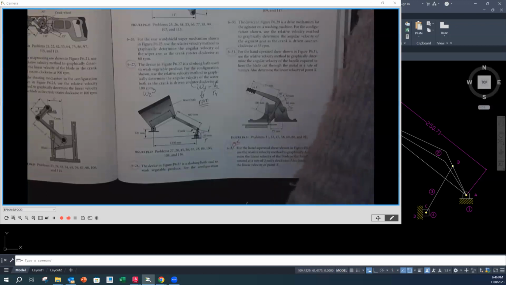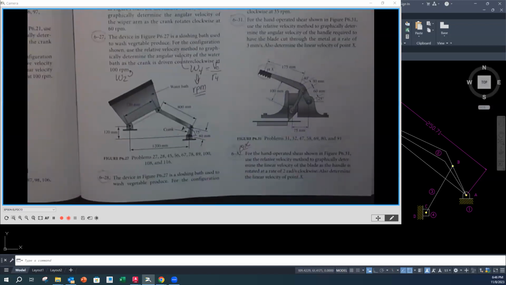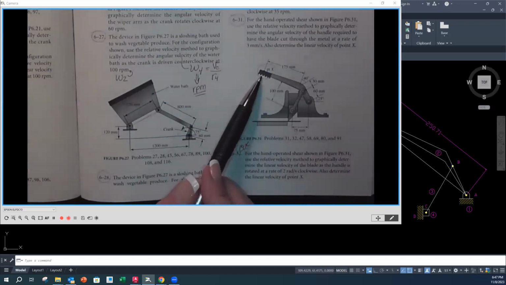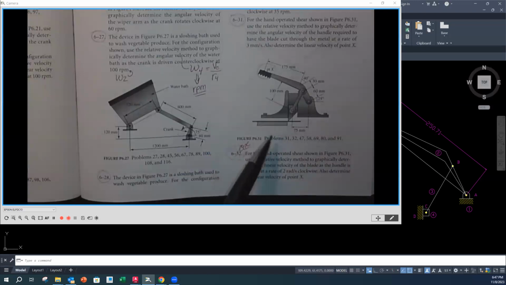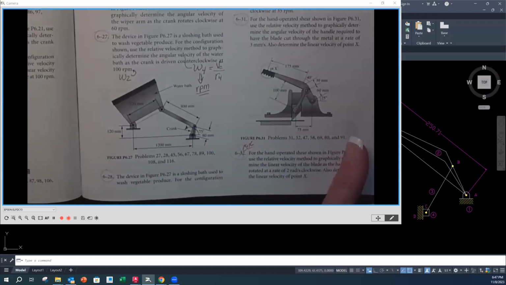Okay, so they're giving you the rotational speed in radians per second already, which is kind of nice. So it's going to be back to that traditional way where you're starting with the crank, the information here, and then working through to the slider, which is the blade. Okay, and then additionally, with that very same rotational speed, you need to also calculate that point X again in that same manner that we did on problem number 31. So that'll be a good guide for you.